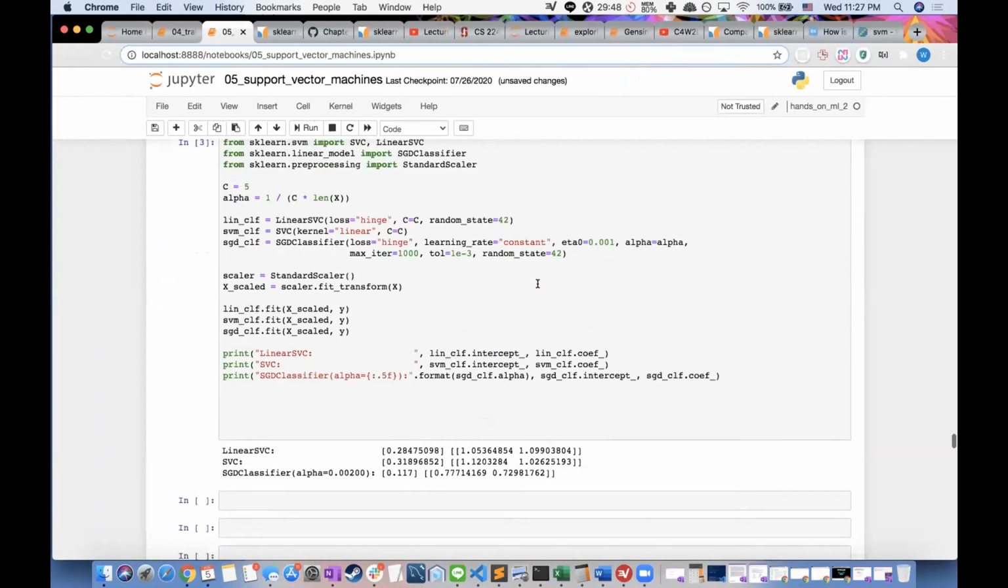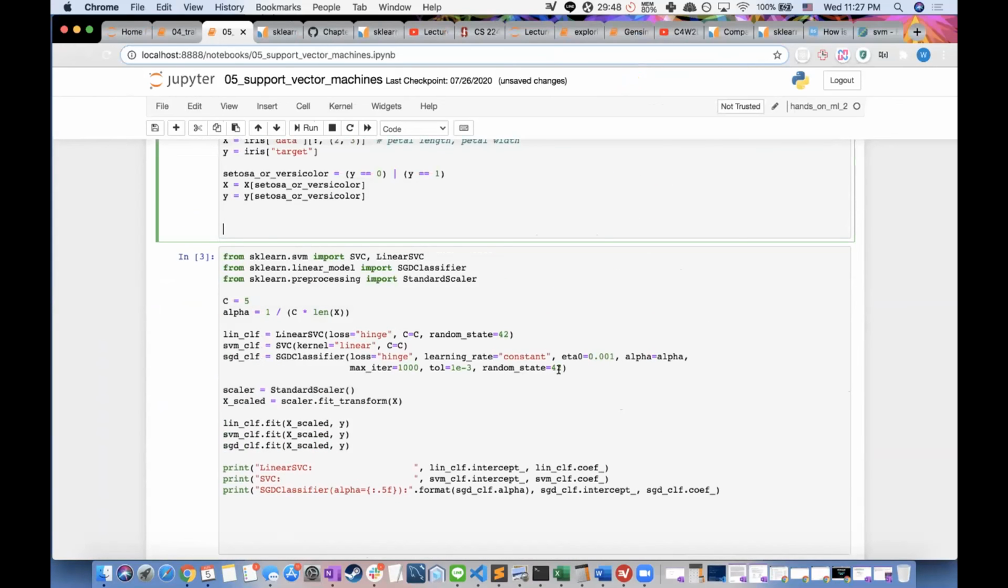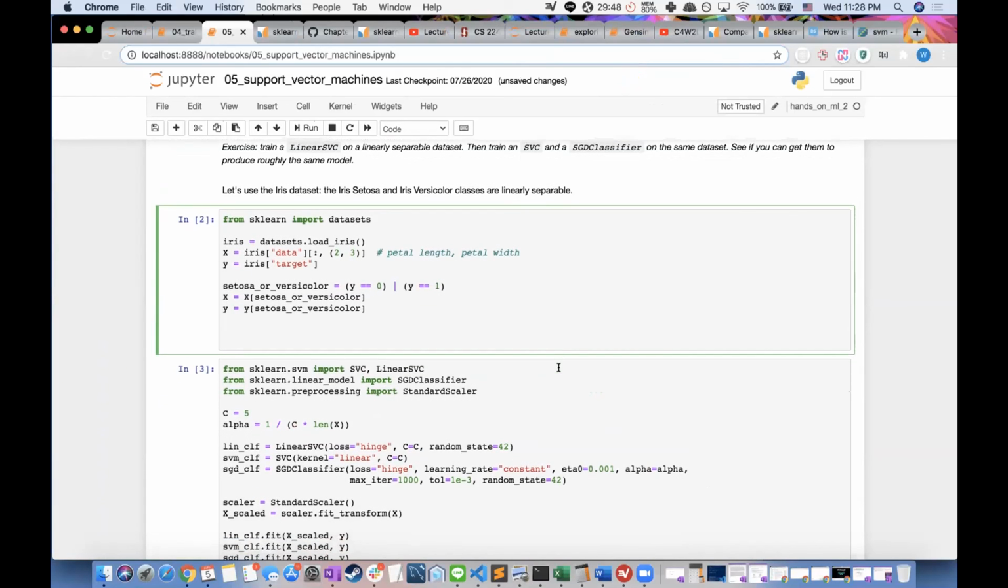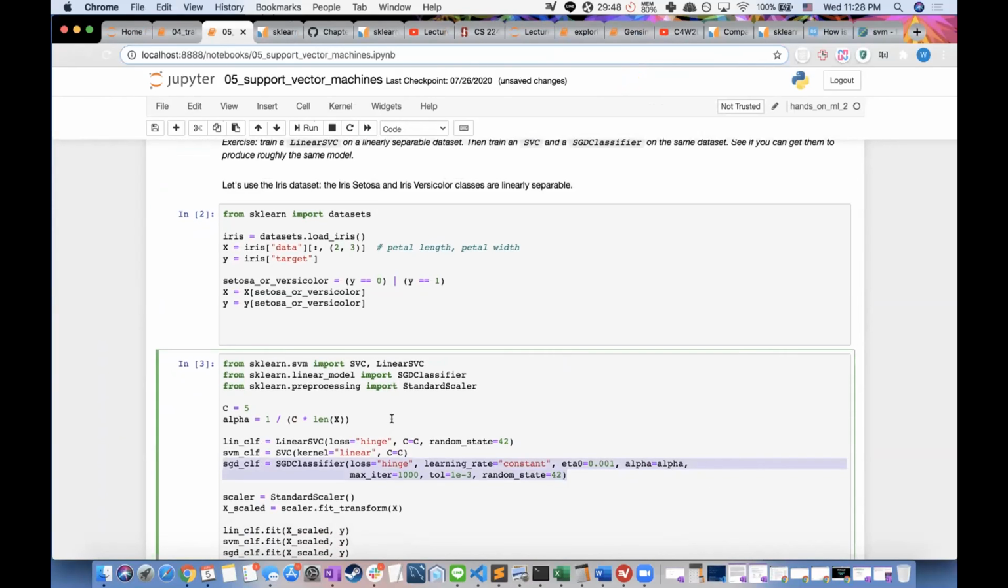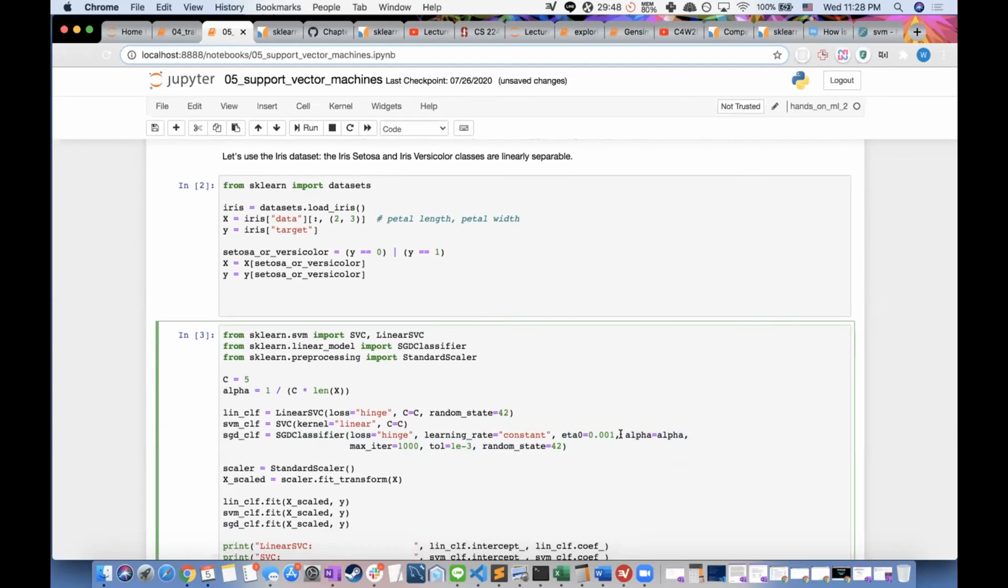I guess the question is actually quite straightforward. You're basically just trying to build an SVM classifier from three different classes. But the last one is a little more complex in terms of the parameters. So you actually don't have C from SGD classifier, but you have alpha.